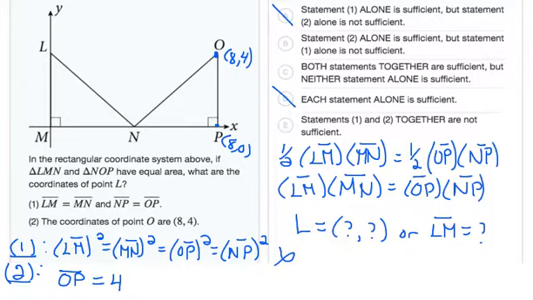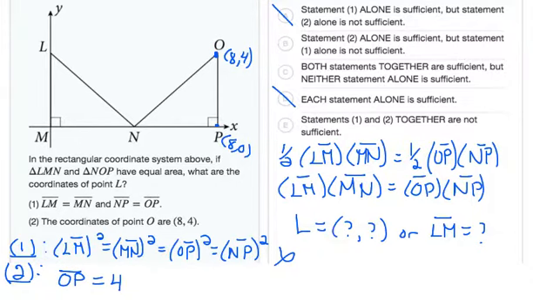However, it does not follow that the coordinates of L are (0, 4), since we don't know anything about the coordinates of point N. Our lengths LM, MN, and NP, we don't know anything about either. For example, if MN is equal to NP, so this line segment here is equal to this line segment, then LM and OP will equal each other. So this would equal this, and this would be 4, since the areas of the triangles are equal.